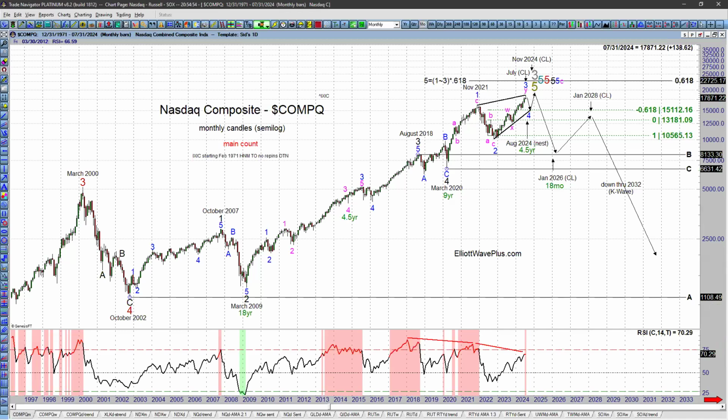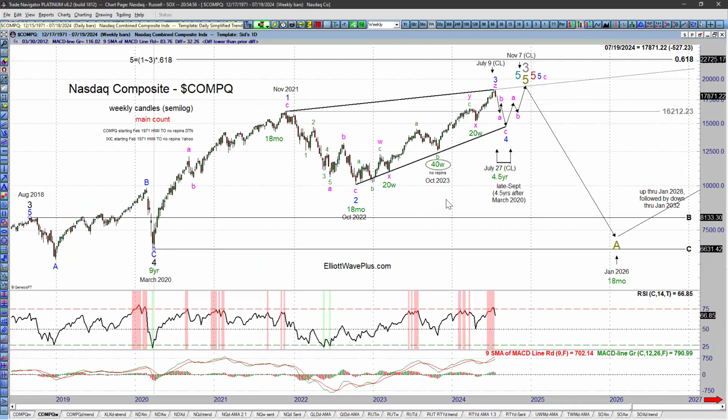But based on cycle analysis and a number of other factors, including the internal wave structures of all these moves, I think that we're going to get the same pattern here as I'm suggesting is most likely in the Dow and the S&P, that we just topped in the end of a wave three of a diagonal. We'll move down an ABC structure to below the November 2021 low, and then have one more move up into approximately the election again.